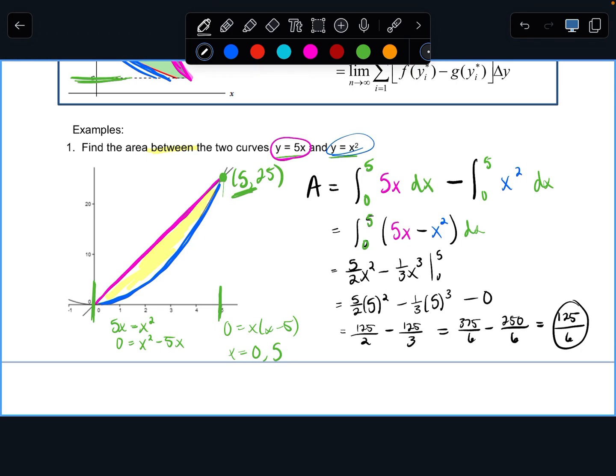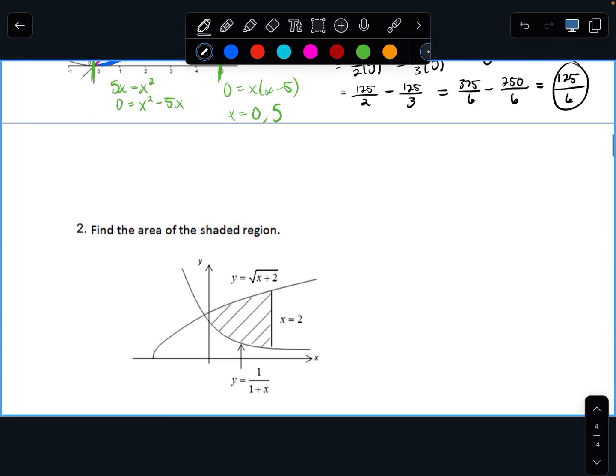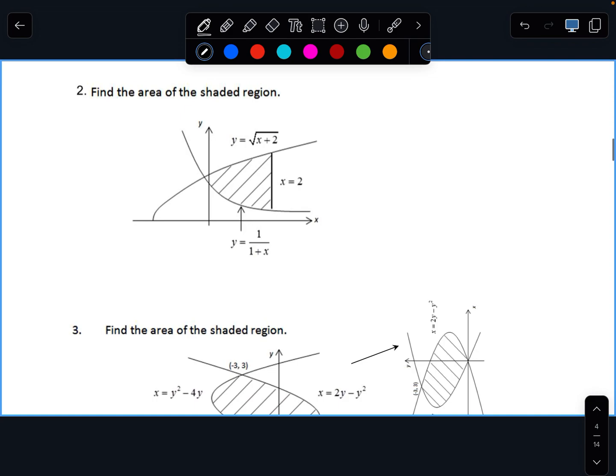Okay. All right. So next one. This one's going to be calculator. Actually, yeah, it is. This will be calculator. Okay. So what you're going to do is find the area of the shaded region. So, obviously, there's the shaded region.